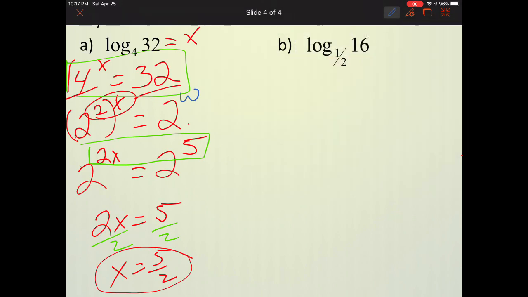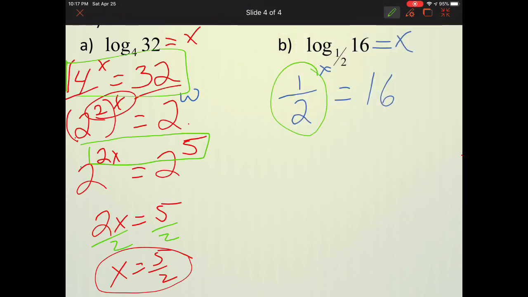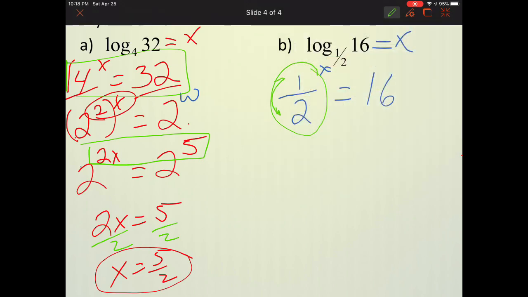All right, so pretend it equals x. Again, this is how we rewrite, without a calculator. 1/2 to the x equals 16. Well, 1/2, guys. Remember, fractions in exponent world is actually a negative exponent. So what we're going to do is flip this guy, and we're going to change that to a half. So go to my blue. So this is 2 to the negative x equals 16.